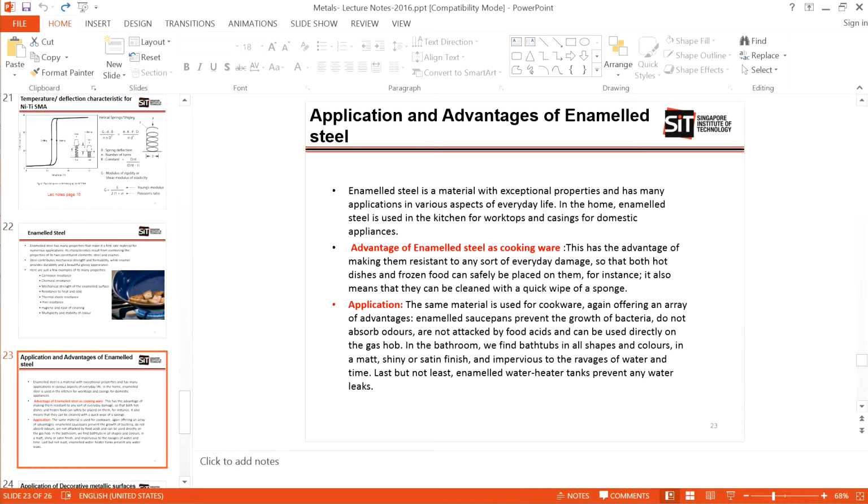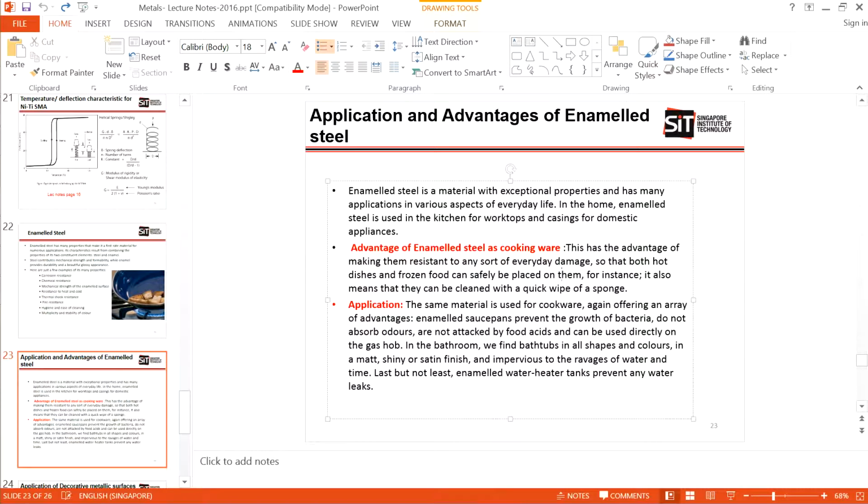The advantage of this coating is that it is resistant to everyday damage, so both hot and cold dishes can be safely placed on it. It also means it can be cleaned with a quick wipe of a sponge. So the advantage is that it can take in hot and cold environments quite readily. However, the application is cookware.